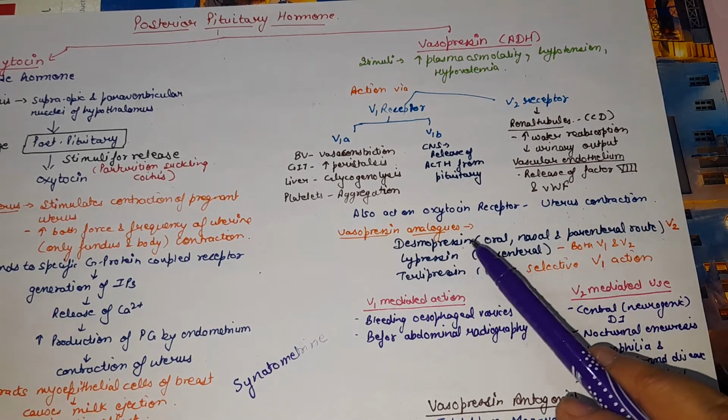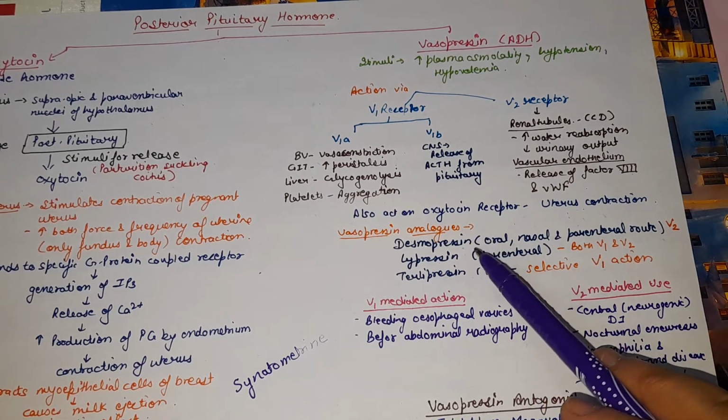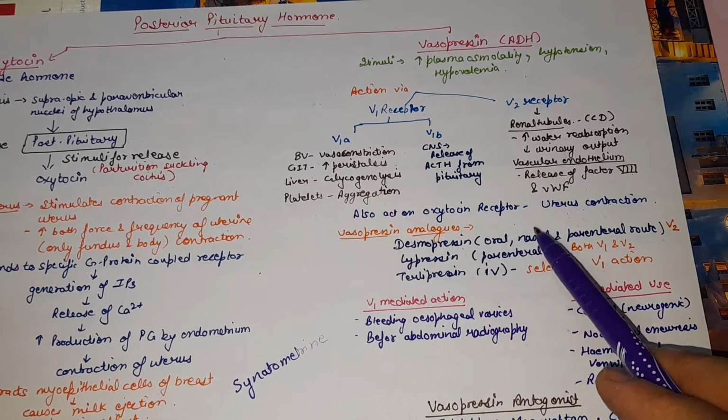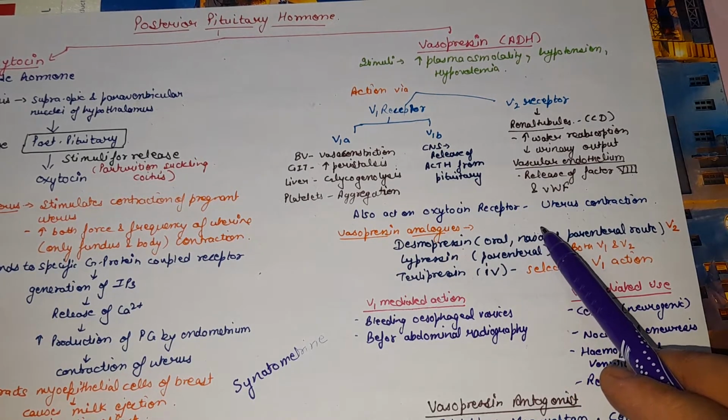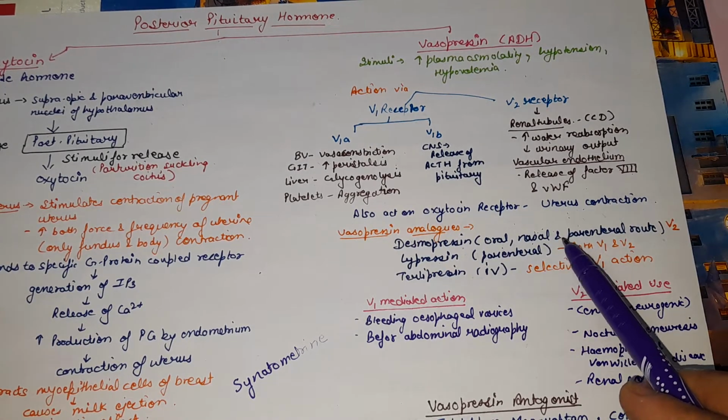There are vasopressin analogues present, like desmopressin. It is a selective V2 receptor agonist, and it is more potent than vasopressin as an antidiuretic. It has negligible vasoconstrictor action as it is a selective V2 agonist. It is administered by oral, nasal, and parenteral routes.